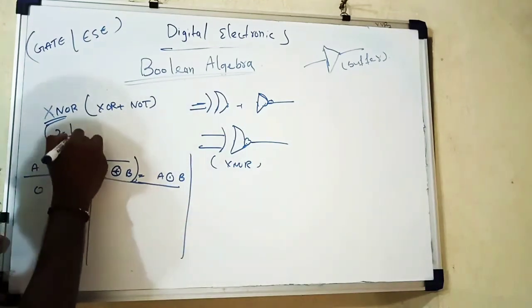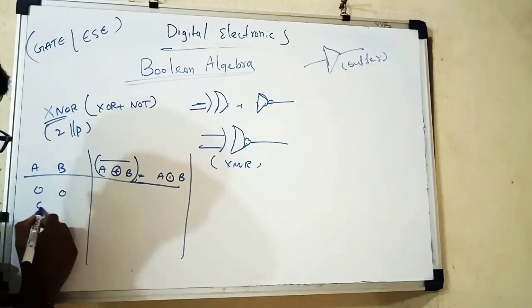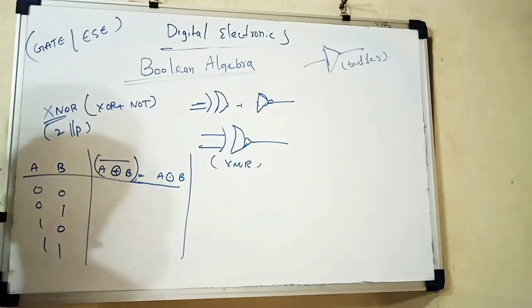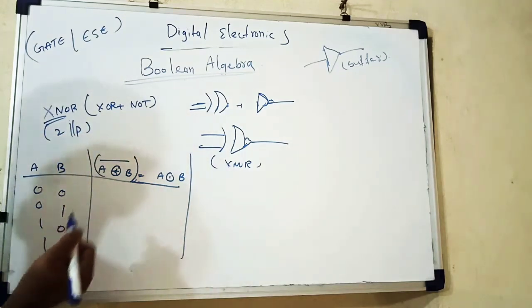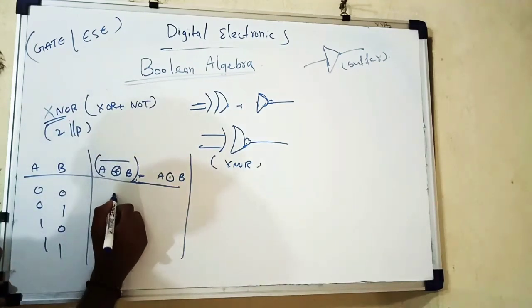For two, I am taking two inputs. For a two input gate, a total of 4 combinations are possible. Here in the XNOR gate, whenever both inputs are the same, for two inputs I am saying, the value will be 1.